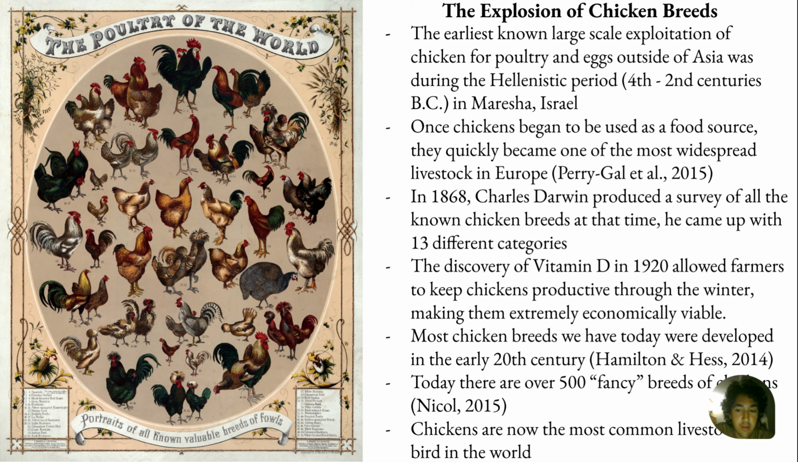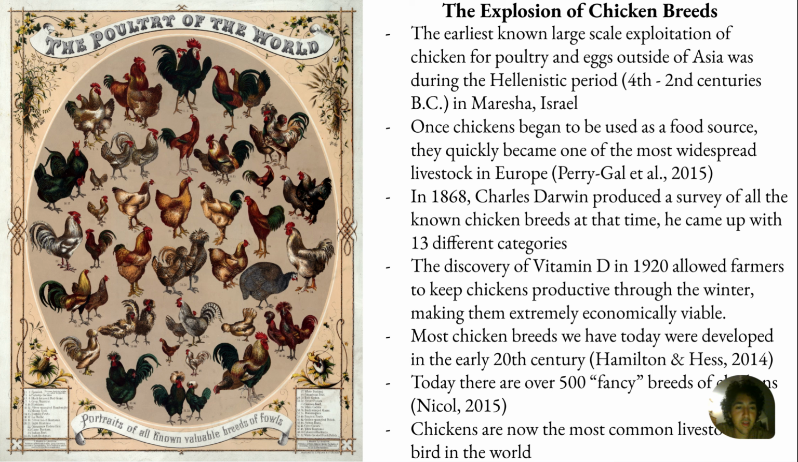So the explosion of chicken breeds. The earliest known large-scale exploitation of chicken for poultry and eggs outside of Asia was during the Hellenistic period, so 400 to 200 BC, in Maresha, Israel. And they knew that this happened because there's twice as many female chicken bones as male chicken bones. So they must have had a bunch of females for eggs, I'm assuming. I think that's how they knew.